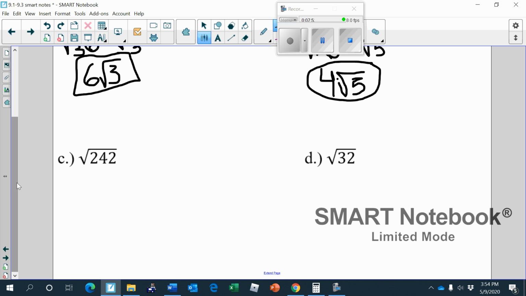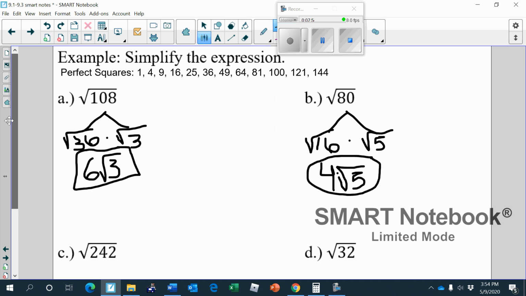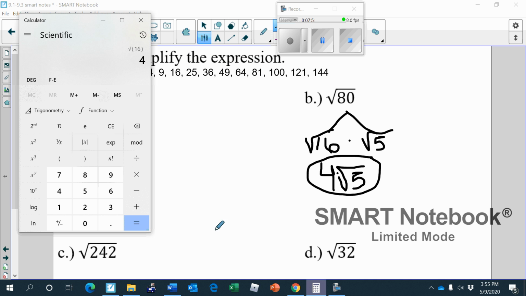All right, let's try 242. And that's where this list really comes in handy. So I can start with my bigger numbers, right? Why don't I start with 144? So 242 divided by 144. Let's see if that works. Do I get a decimal? Yep, I get a decimal, so that doesn't work. Okay, let's go to the next one. 242 divided by, now I'm going to try 121. Let's see, does it work?